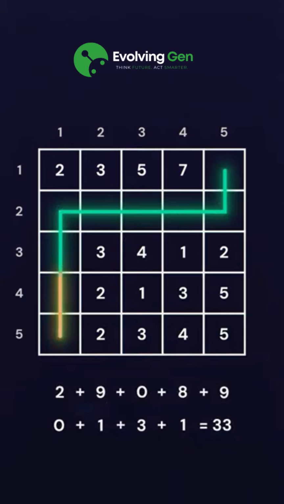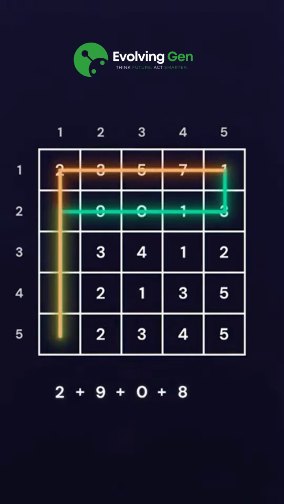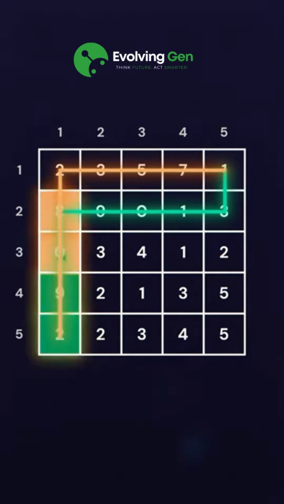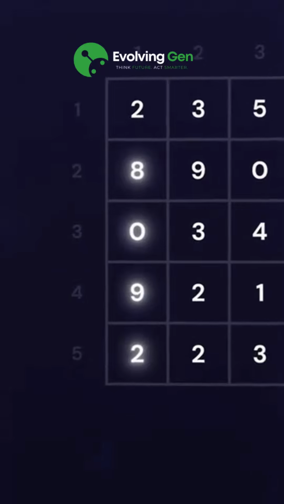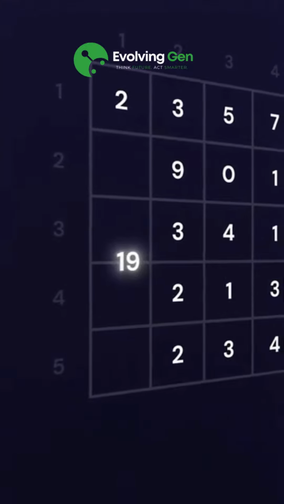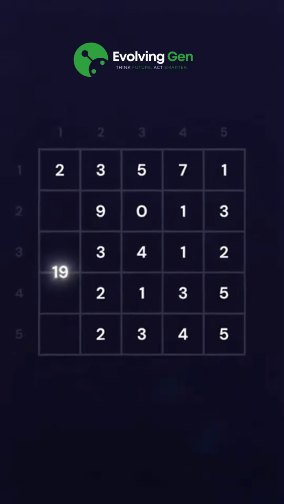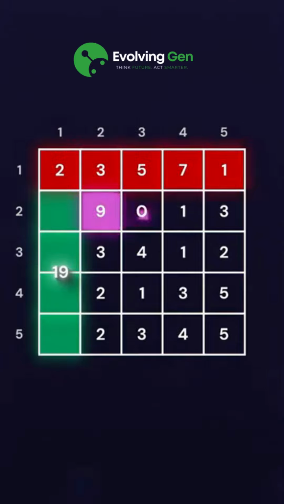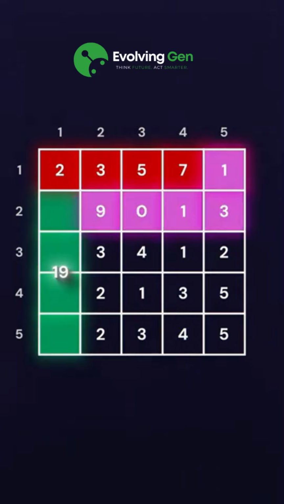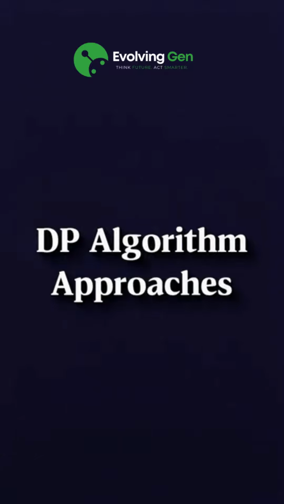But in both paths, I actually summed part of the route, 2 plus 9 plus 0 plus 8, twice. I did a bunch of addition again. That's an overlapping subproblem. Both paths share that partial computation. So to save time, I can actually reuse that result instead of recalculating it from scratch. Dynamic programming algorithms keep track of the results of subproblems, then use the optimal solutions to those subproblems to solve the larger problem.